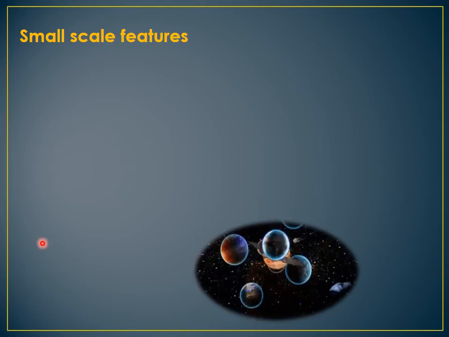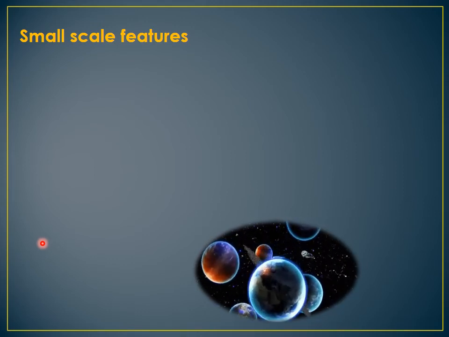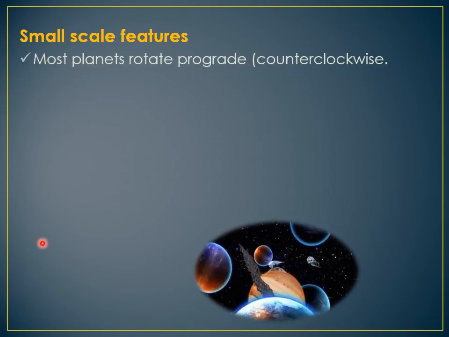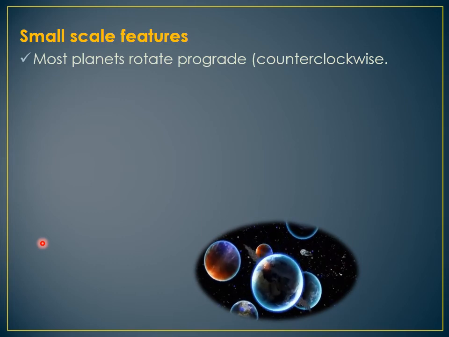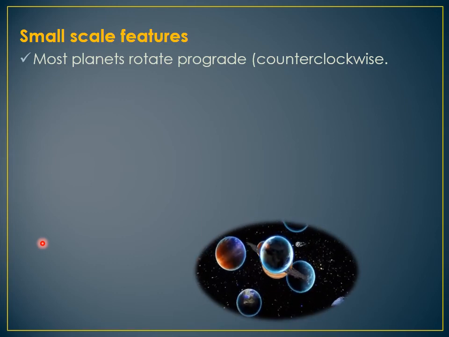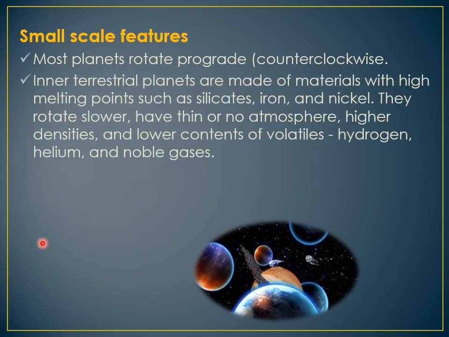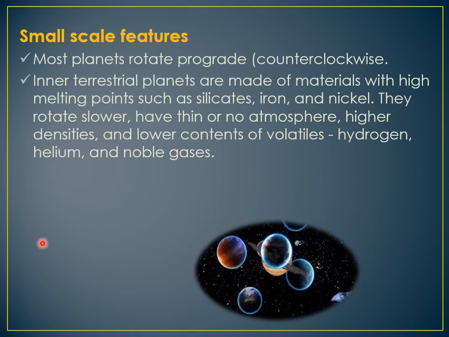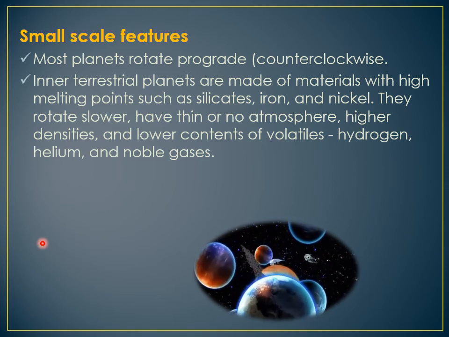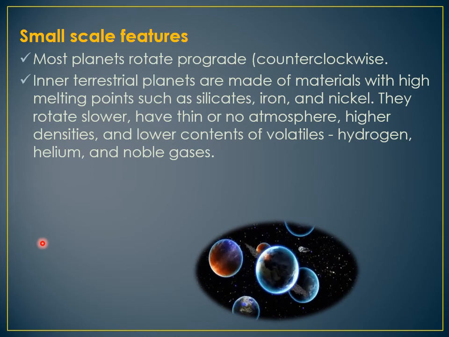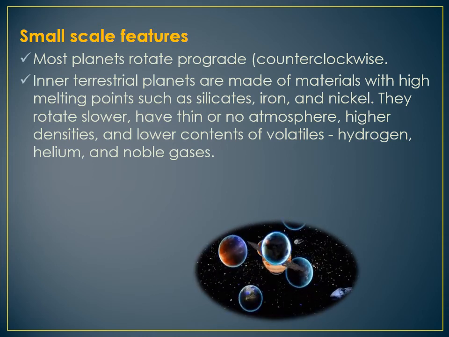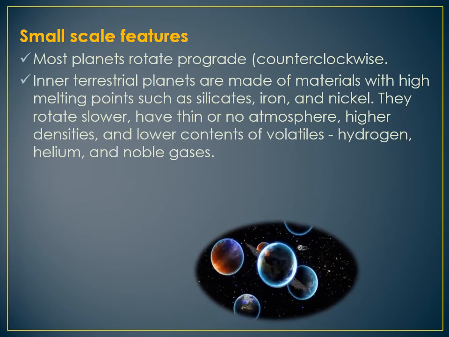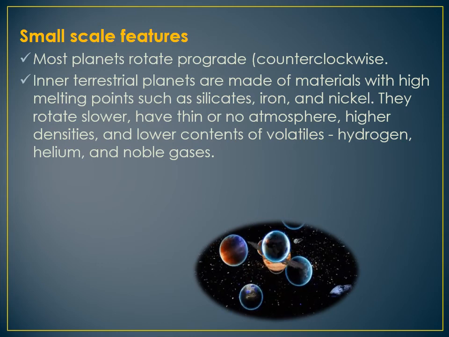Let's talk about the distinct characteristics of the planets in our solar system. Most planets rotate prograde, meaning they move counterclockwise, except for Venus and Uranus, which are retrograde. The inner or terrestrial planets are made of materials with high melting points such as silicates, iron, and nickel. They rotate slower because they have a thin or no atmosphere. They have higher densities and lower contents of volatiles such as hydrogen, helium, and noble gases.